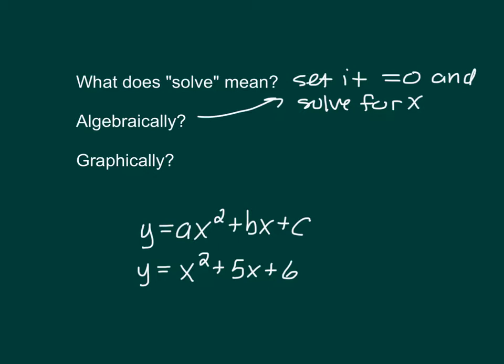So graphically, what does that mean? If you think about the parabola, when we set it equal to 0 and solve, what are we finding? Graphically, this is where the graph hits the x-axis.